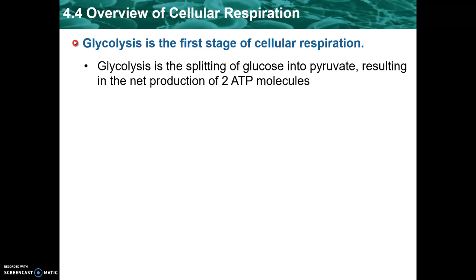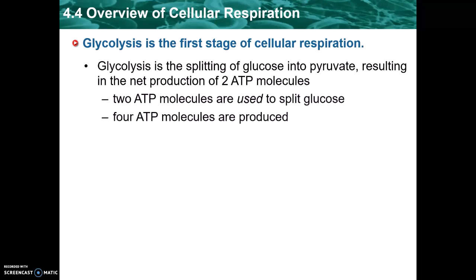Now, this is going to result in the net production of 2 ATP molecules. So what does that mean? We actually have to use 2 ATP molecules to split the glucose, but the reaction that happens after we split glucose is producing 4. So if we have to put 2 in and we get 4 out, that is a net production of 2 ATP.